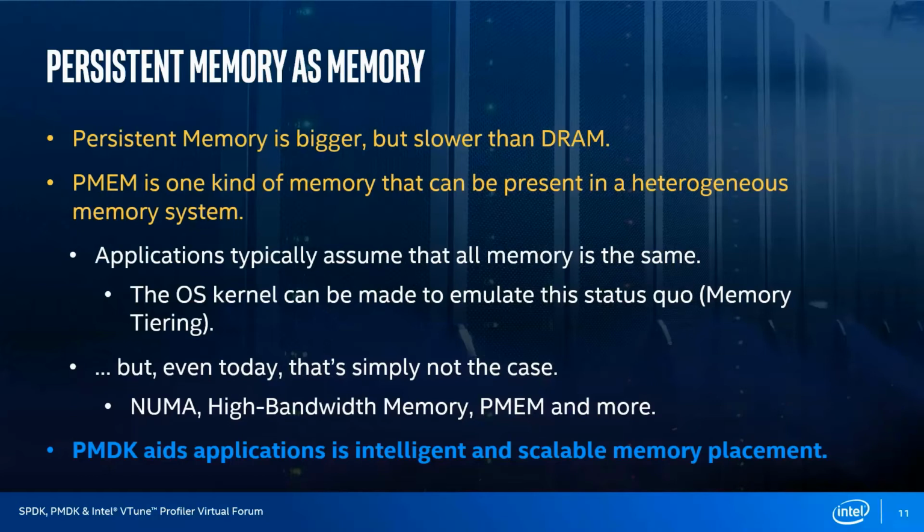So the operating system tries as hard as it can to blur those differences and still present a unified view to the application, but applications can get the best results if they are aware of the hardware they are running on and then adapt correctly to the memory that is available. And with PMDK, one of our goals is to help existing applications use persistent memory or, in general, heterogeneous memory systems in an efficient way by intelligently and scalably managing memory placement.